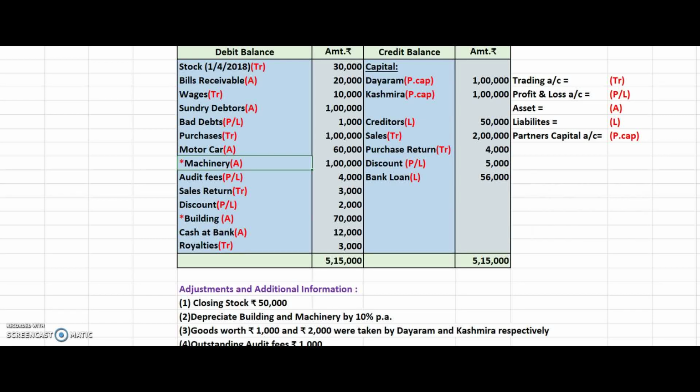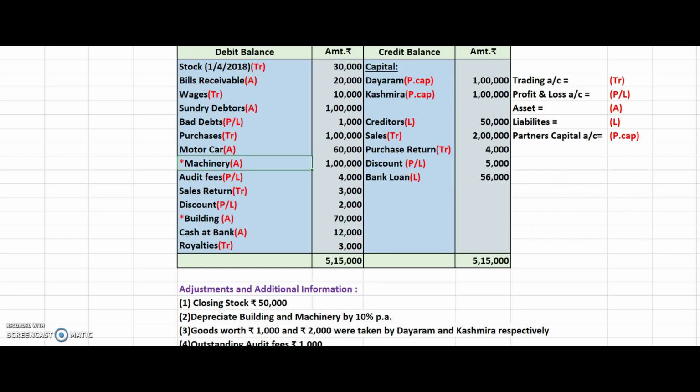Third adjustment is goods worth 1000 and 2000 were taken by Dayaram and Kashmira. They are the owners. Whenever the owner takes something from the business, that is called drawings. For this adjustment, no star markings are required. So please don't worry about that.